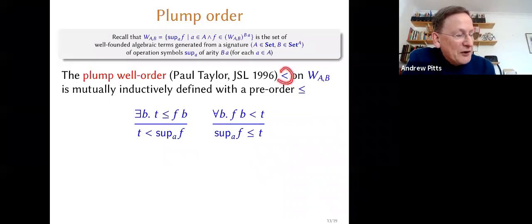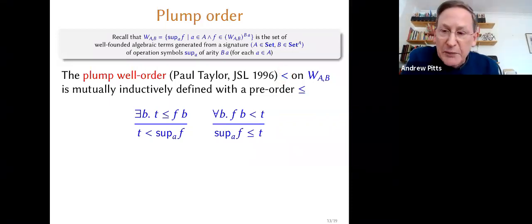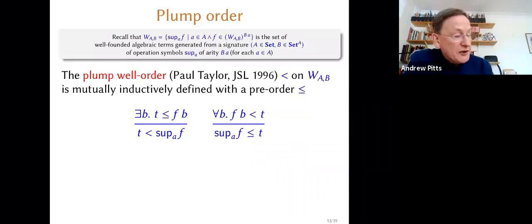We can define a different sort of relation between infinitary terms. It's mutually inductively defined with a pre-order. So there's a less than or equal to, and there's a strict less than. And inductively, a term t is strictly less than something of the form sup f if t is less than or equal to one of the components f b. And on the other hand, a term sup f is less than or equal to t, flipping over the roles, if all of its components are strictly less than t.